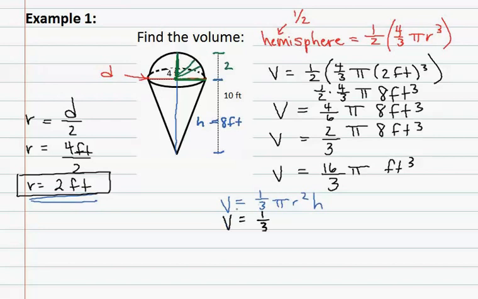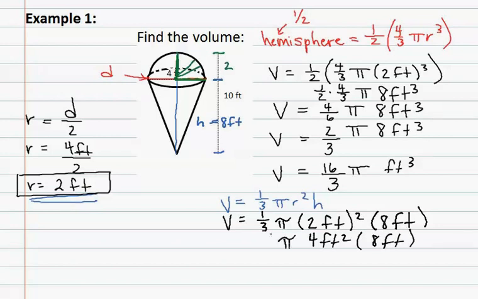We now have that the volume is 1/3 pi times the radius, which remember was the same as that of the hemisphere, or 2 feet, squared times the height, which is 8 feet. We now find that 2 feet squared is 4 feet squared. We will multiply that by the 8 feet, the pi, and the 1/3. We now have 32, and we can place this over 3 and make it 32/3 pi feet cubed. This is the volume of the cone.